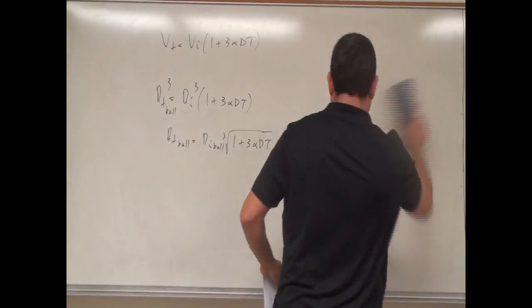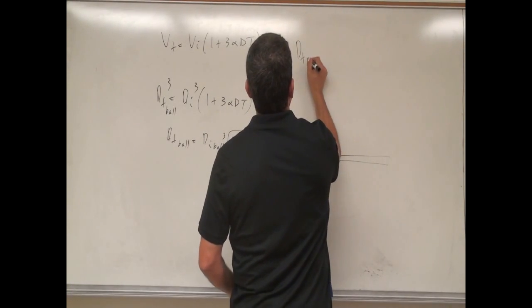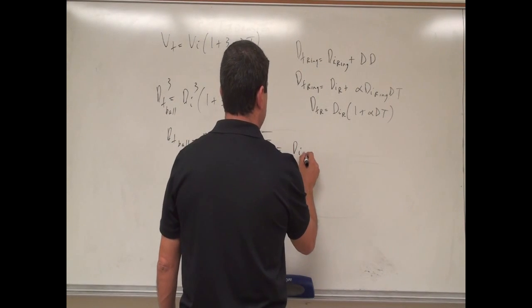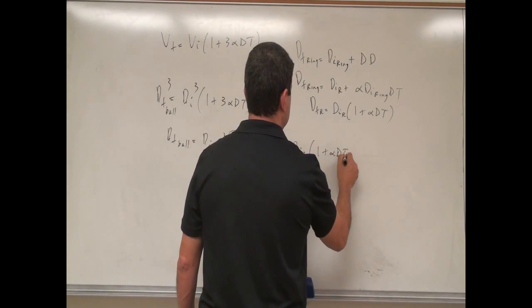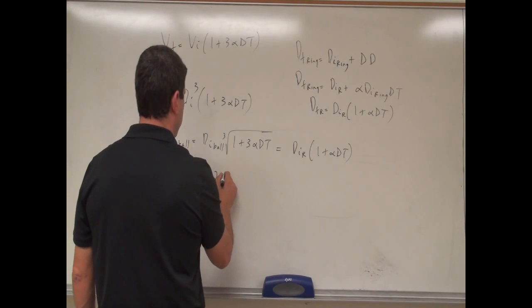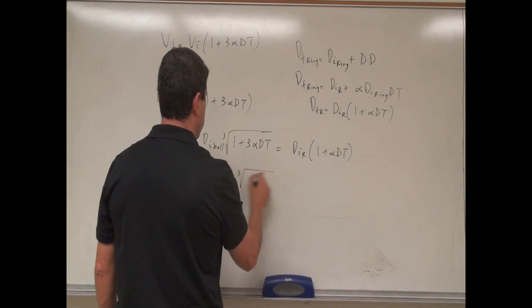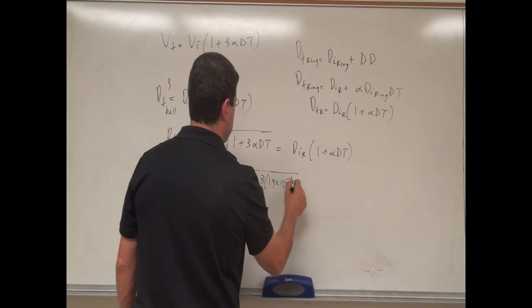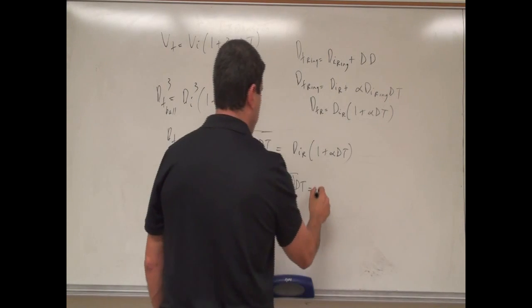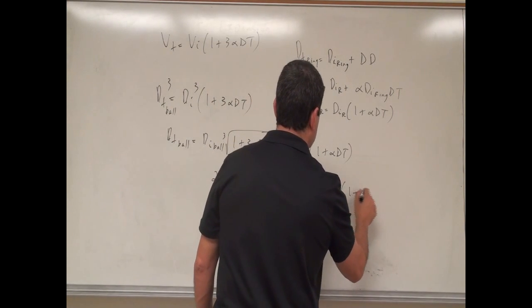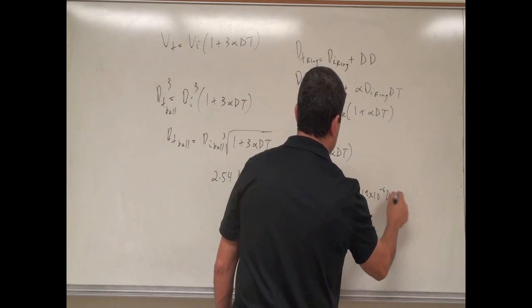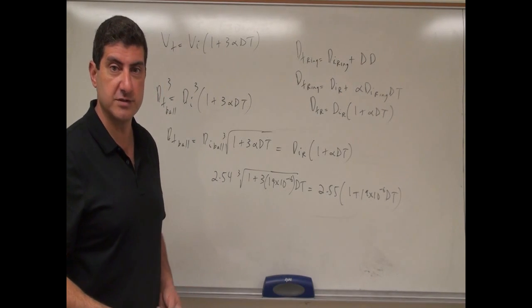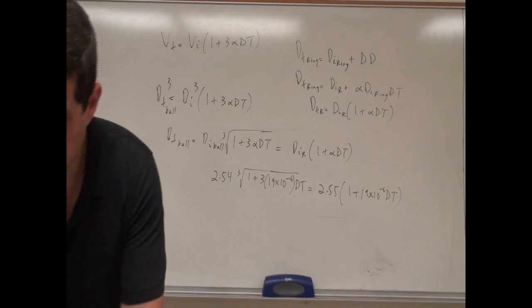So we have the final of the ring into here, right? And then what's the initial of the ring? The 2.55. So let's just put the equation in right now. And then now we can put here 2.54 cube root of 1 plus 3 times 19 times 10 to the minus 6 times delta T is equal to 2.55 times 1 plus 19 times 10 to the minus 6 delta T. So one is expanding linearly, and then one is expanding like a cube root, right? And let's see if they can catch up.